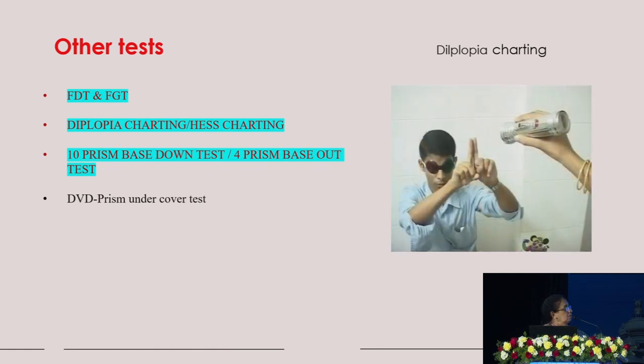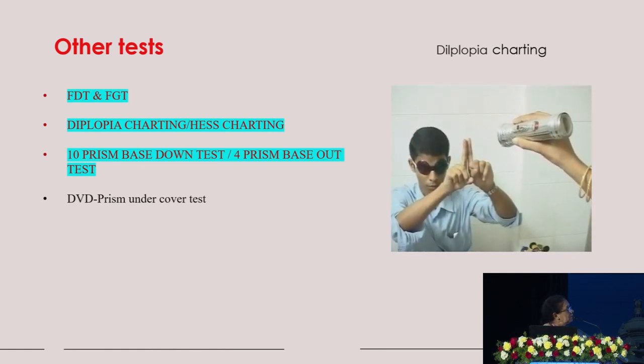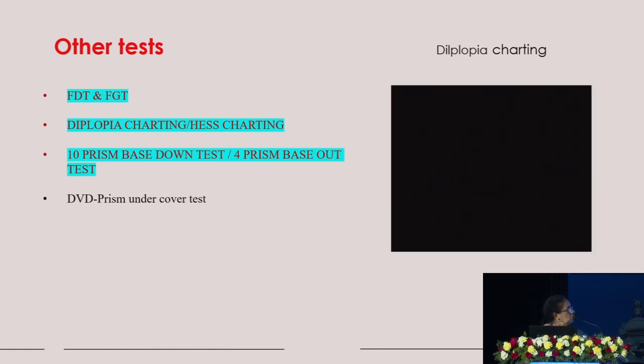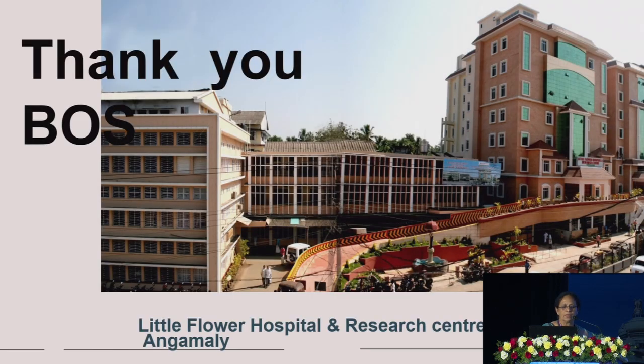And you have to have the 10 prism base down test. 10 prism base down test we do to assess fixation in a small child, and 4 prism base out test in monofixation syndromes. In DVDs you do prism undercover test. I think the time is over. I thank the Bangalore Ophthalmic Society again. Thank you very much for a patient hearing.